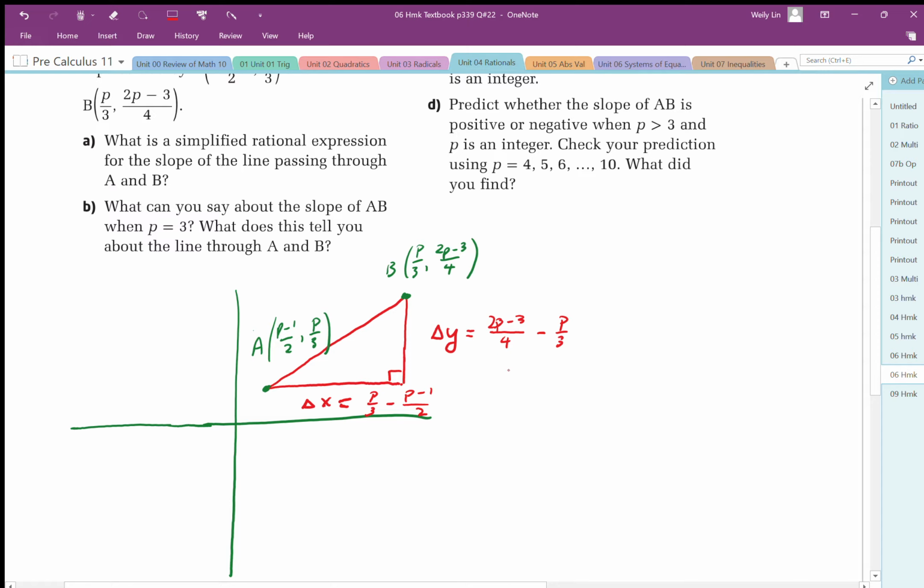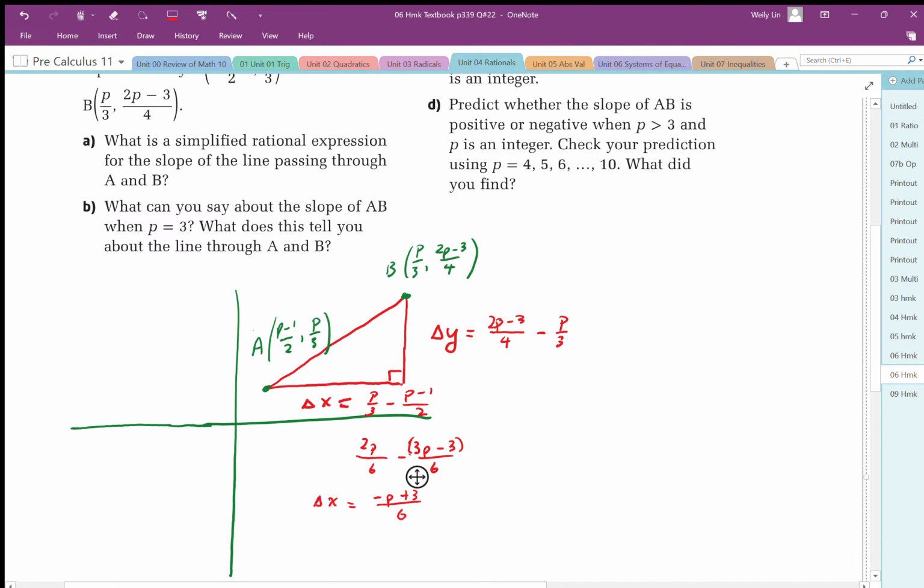Simplifying these expressions, I'm going to do the change in x first. I'm going to get a common denominator, so I get 2p/6 minus (3p minus 3)/6. Just make sure you're careful with that negative, so I'm going to put brackets around here. I end up with 2p minus 3p, which is negative p, minus negative 3 is plus 3, all over 6. That represents my change in x.